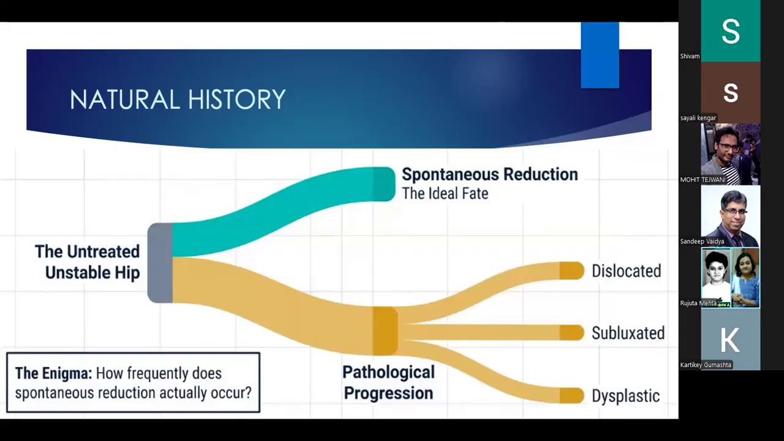Natural history. The untreated unstable hip can spontaneously reduce, or if there is pathological progression, it can be dislocated, subluxated, or dysplastic.